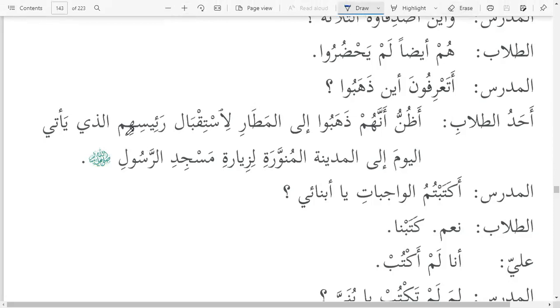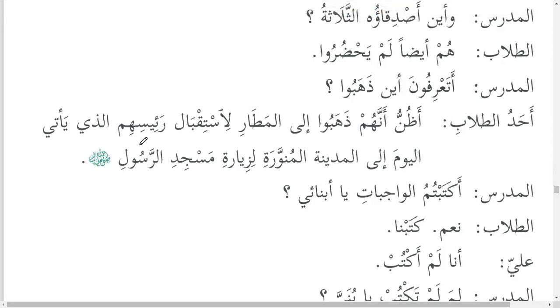رئيسه ملذي. Why does meme have kasra and why does it have fatha? Sir, meme will be connected with fatha, like humul muflihun. It will be connected with fatha. رئيسهم الذي يأتي اليوم. Only one, I told you there is only one exception. When we use become or come, only then we connect it with kasra.